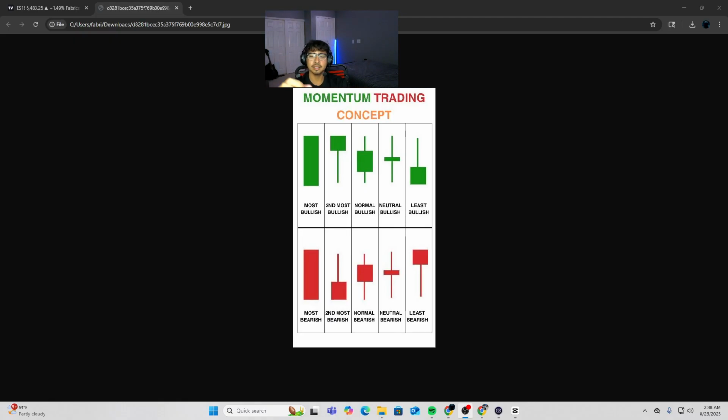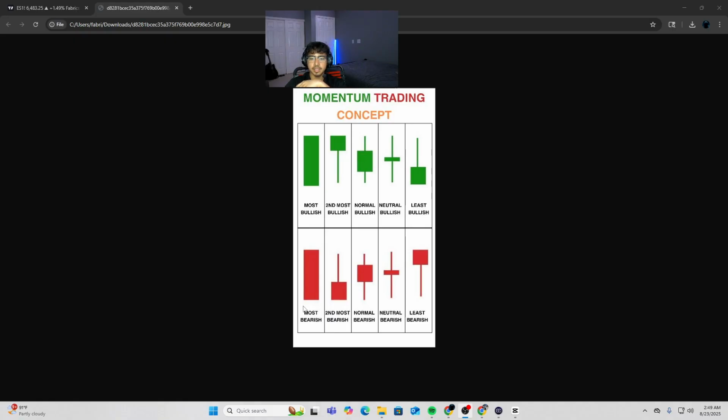Literally, if you look at this piece of paper right here, this is all you really have to know. Here we see the second most bullish, and this is the most bullish you'll see. This one is the normal bullish, and then these ones are nothing too crazy. The ones I want you to focus on are this one and this one right here, and then this normal one and the neutral one. It's just there for consolidation.